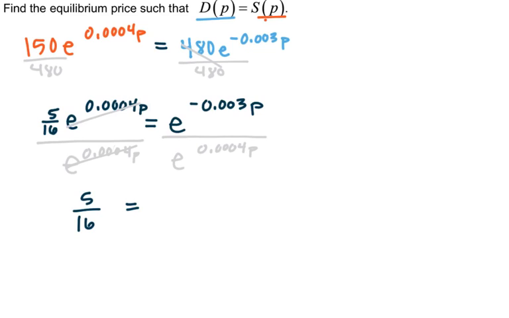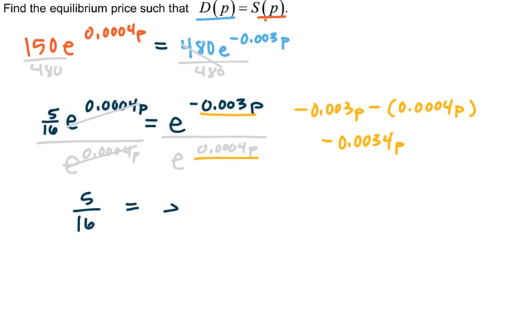So when I'm dividing same bases, I can subtract their exponents. This would be negative 0.003p minus 0.0004p. And what that calculation gives me is negative 0.0034p. So the right side of this equation has simplified to e to the negative 0.0034p.